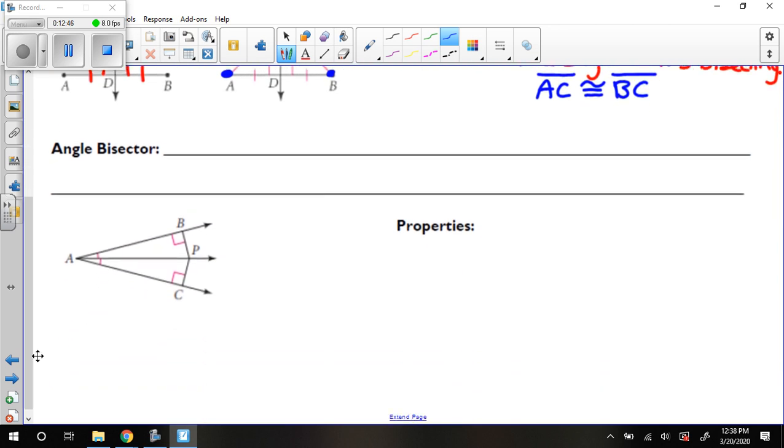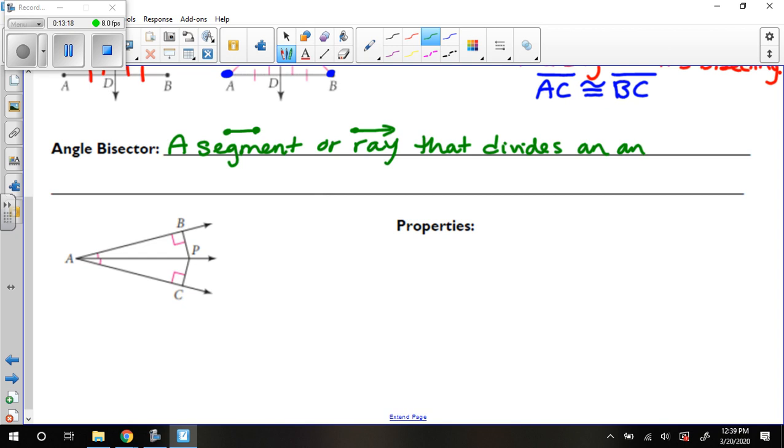And now, an angle bisector. Okay, so an angle bisector is a segment or ray. A segment has endpoints, a ray has an endpoint, and then it goes infinitely in one direction. Okay, so it's a segment or ray that divides an angle into two congruent angles.